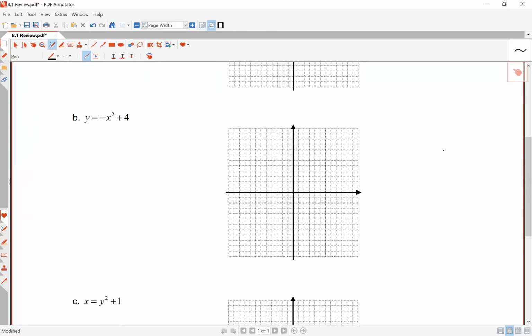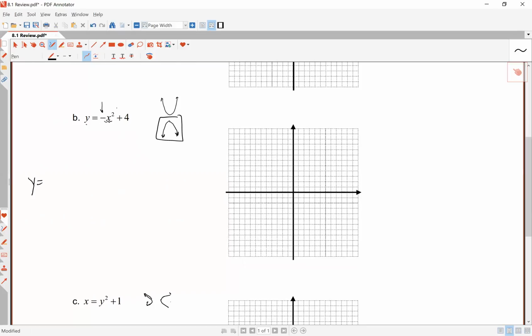When we graph the squaring functions, we know those graphs can go up, down, right and left. When they're y equals, they go up and down. When they're x equals, they go right or left. We just have to determine which one it is. When there's a negative in front, the graph is going to open downward. We do the same thing and figure out what's going to make the stuff under the square 0, and that would be 0.